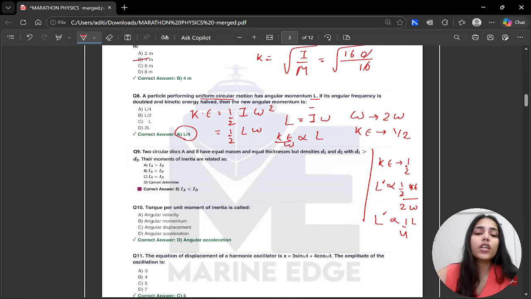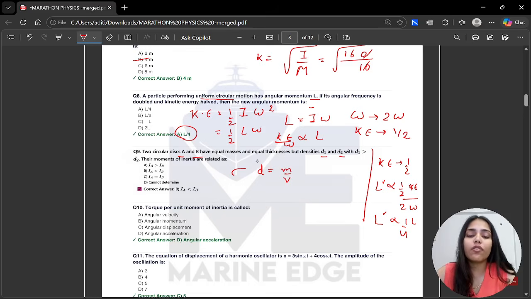Now moving forward, two circular discs A and B have equal masses and equal thickness, but density D1 and D2, density is different, right? D1 is greater than D2. Now, if two objects have same mass and same thickness, and if one object is denser than the other object, in that case, what will happen? What is the formula for density? How do we calculate density? Density is equals to mass per unit volume, right? So, if density D1 is greater than density D2, and the mass is same, in that case, volume 1 will be greater than volume 2, right?